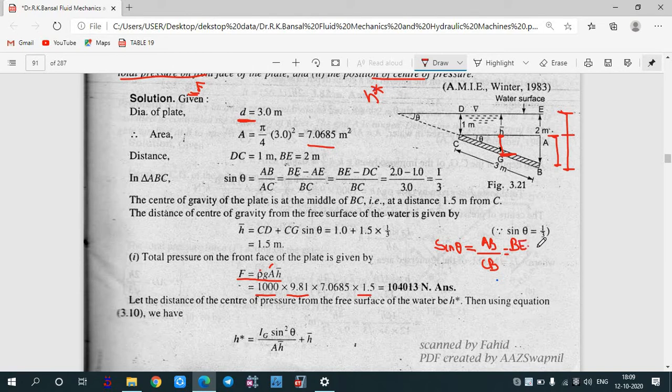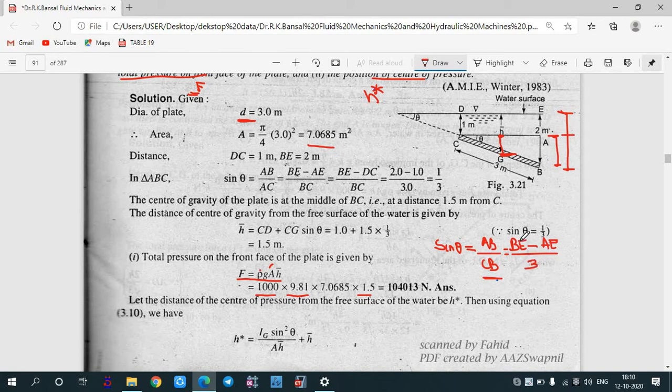Okay, what are we subtracting from it? From BE we are going to subtract CD. CD is nothing but equal to what? AE. AE and CD are equal to each other, so you can write CD or AE, it doesn't matter. Okay, divide by what? CB value. CB value is nothing but your 3 meter.